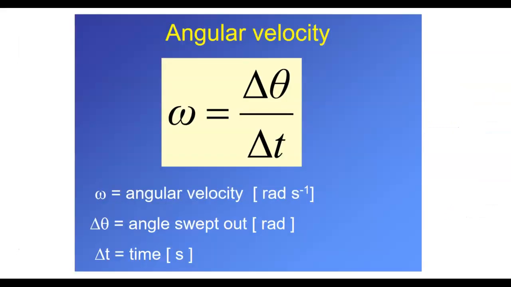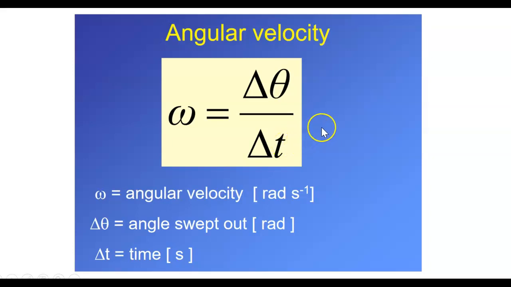So when we talk about angular velocity, what do we actually mean? Angular velocity is measured in radians per second. The way we would calculate it is we would measure a change in the angular displacement over a change in the time for that angular displacement.